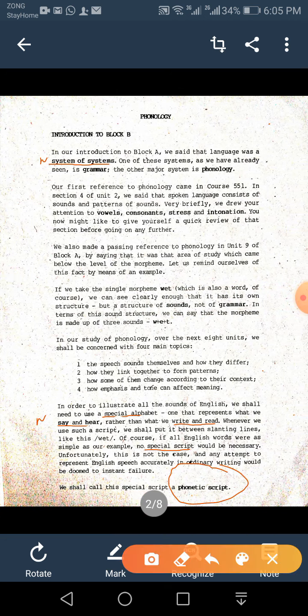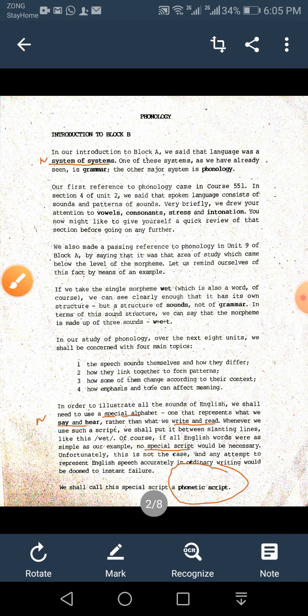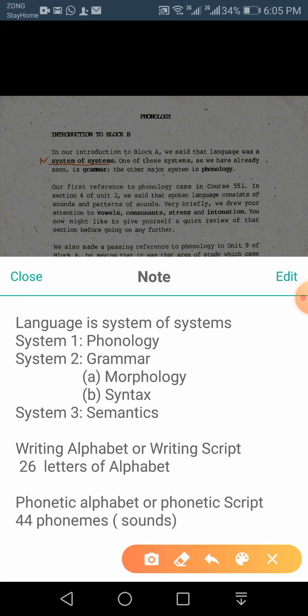On this page, the writers who have composed this book at Allama Iqbal Open University say that language is a system of systems. Okay, now when they say system of systems, they mention that one of the systems is grammar and another system is phonology. So what is the third system? Let me show you in the notes that system number 1 is phonology, that is sounds. Then we have grammar, meaning morphology and syntax, and system number 3 is semantics.